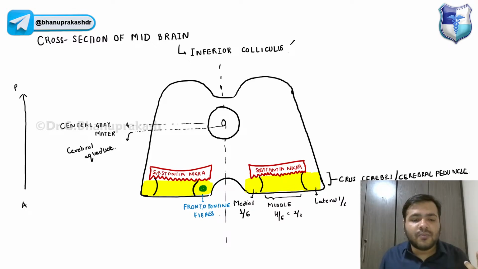Fronto means frontal lobe, and they are coming from the cerebral cortex to the pontine nuclei. So that is something you have to remember: the corticopontocerebellar tracts, right? Even over here it will be the same thing. In the medial 1/6 we have the frontopontine fibers, coming from the frontal lobe, so they will come via this midbrain, right?